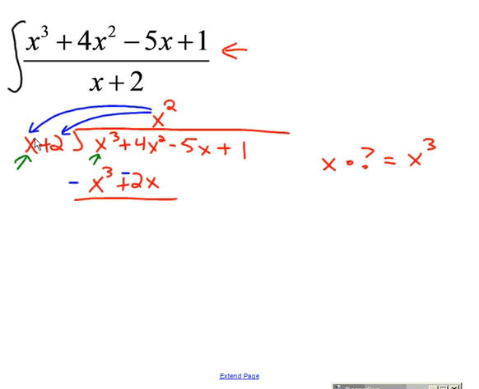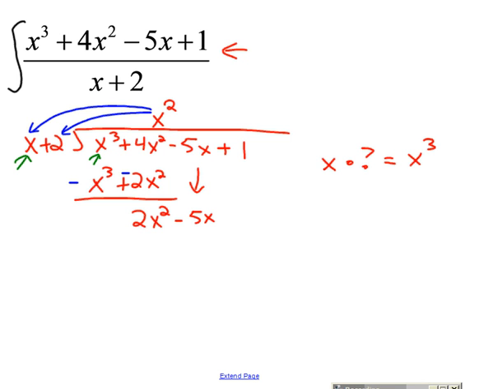And then I'm left with the next terms, 4x squared minus 2x squared. Oh, that should be a squared. That's going to give me 2x squared. My next step after I subtract, bring down the next term. And now I'm back up at the top.